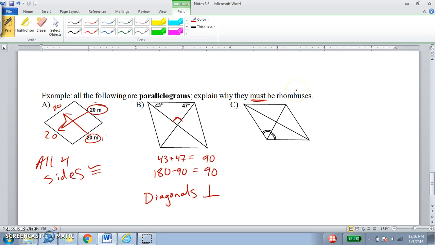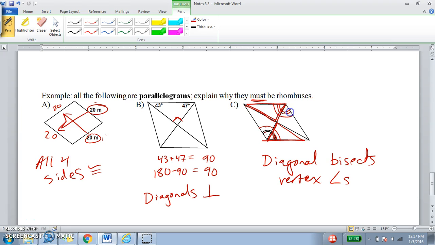This one is similar to the letter C that we did up above. Since these are marked congruent, that means the diagonal is bisecting the vertex angles. Diagonal bisects vertex angles. Because since this is a parallelogram, that means this triangle is congruent to this triangle. So this angle would have to be the same as this angle. And then since these two are congruent to each other and opposite angles are congruent, this angle has to also be congruent to this angle. The same would be true for these other four angles over here. So our diagonals are bisecting the vertex angles, so that's why this one is a rhombus.